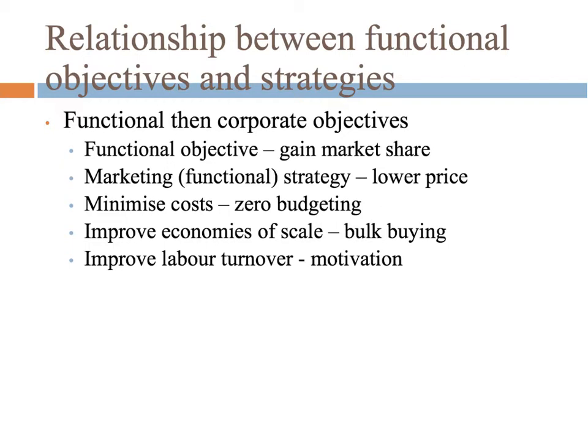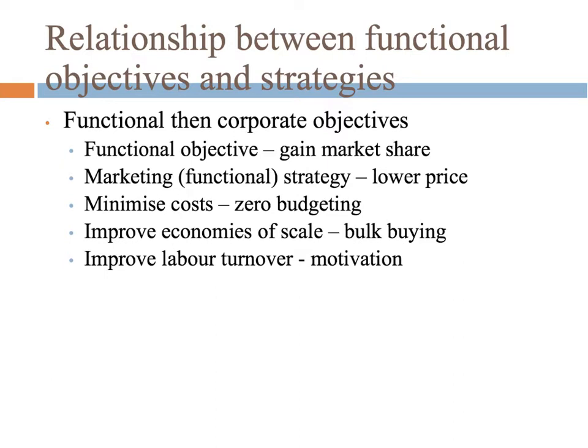We will look at functional objectives and specific strategies of how to achieve them in a later video, or certainly there'll be specific ones for each functional area. But here are some examples just to get your head around them before we look at them in more detail. So a functional objective in the marketing division might be to gain more market share, for instance, in order to contribute to the corporate objective of increasing the rate of growth of the business. So a marketing strategy to achieve this functional objective might be to lower price.